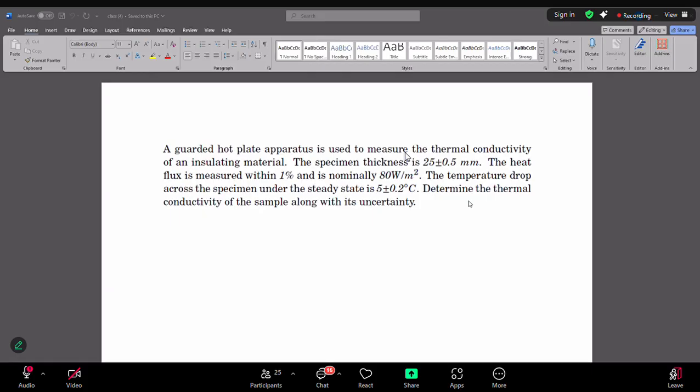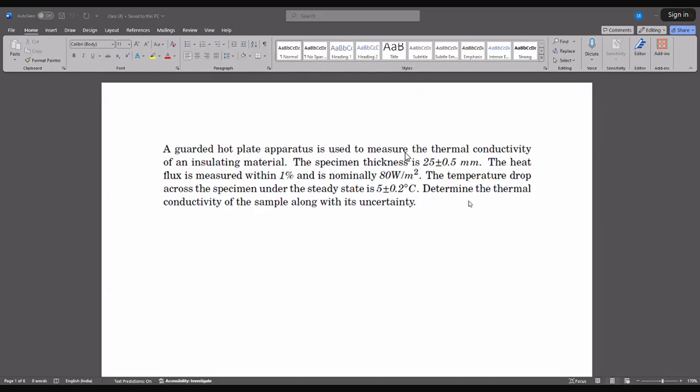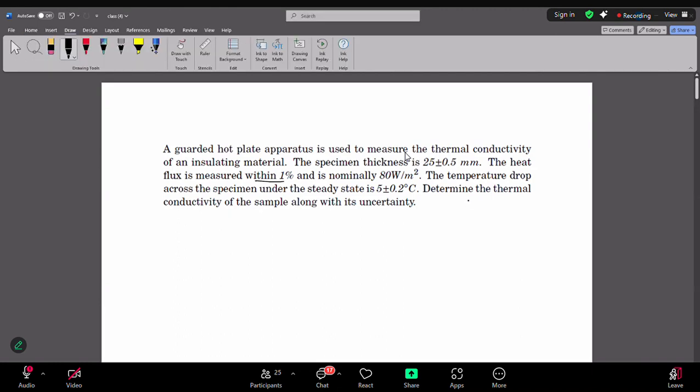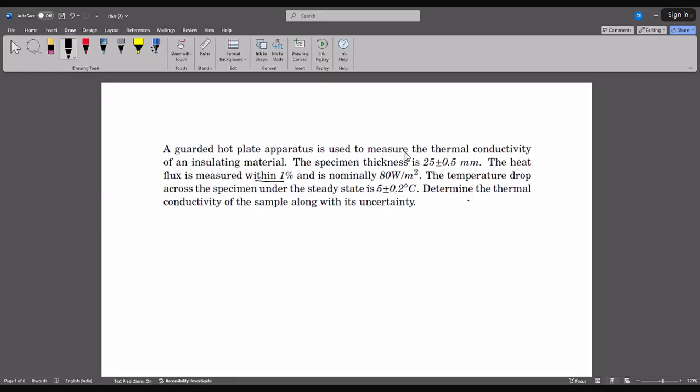So the first question is on a guarded hot plate apparatus. A guarded hot plate apparatus is used to measure thermal conductivity of an insulating material. The specimen thickness is given as 25 plus minus 0.5 millimeter. The heat flux is measured as 80 watt per meter square, with an uncertainty of 1%. The temperature drop across the specimen under steady state is 5 plus minus 0.2 degrees centigrade. You are asked to determine the thermal conductivity of the sample along with its uncertainty.